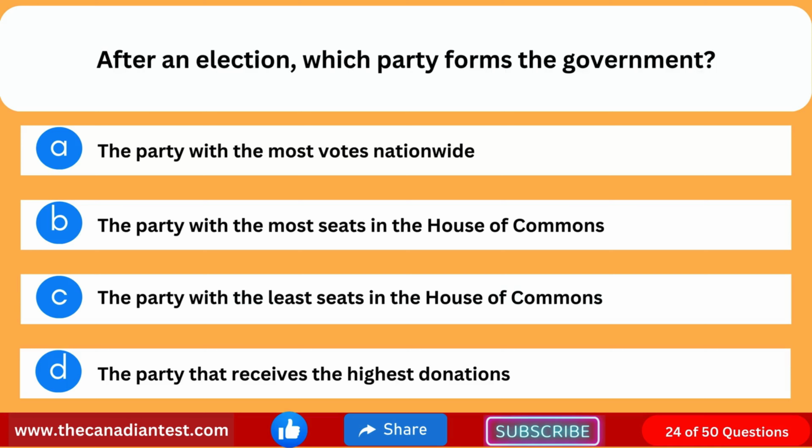After an election, which party forms the government? Option A, the party with the most votes nationwide. Option B, the party with the most seats in the House of Commons. Option C, the party with the least seats in the House of Commons. Option D, the party that receives the highest donations.